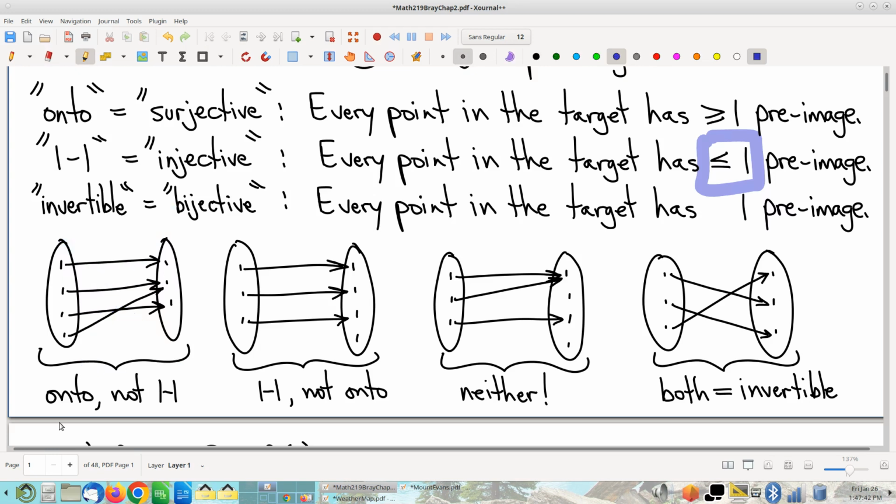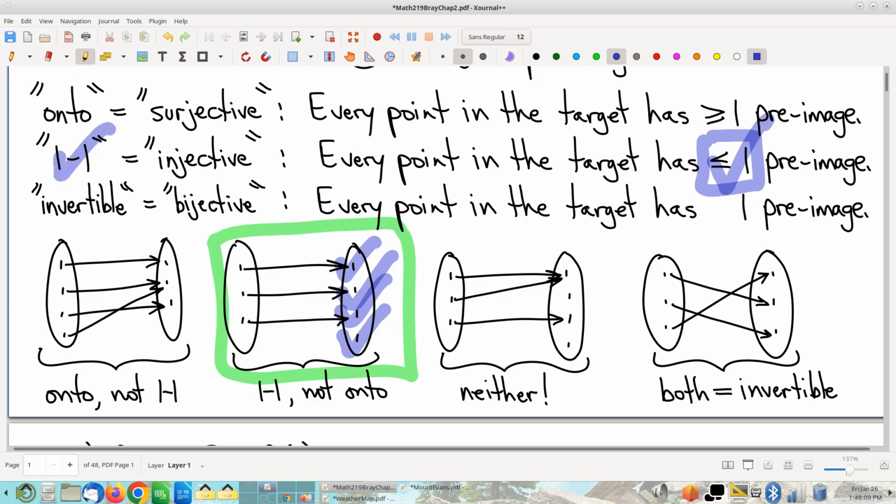But now let's take a look at this function right here. Now I keep circling the wrong one. Let's look at this function right here. This one satisfies the rule. The first point has exactly one pre-image, exactly one, 0. All of those are at most one. So this function is what we call one-to-one, which is an unfortunate terminology, better injective.